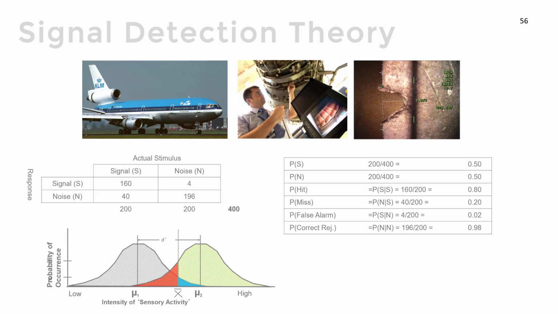The probability that the inspector would make a false alarm, or detect a signal when it was really only noise, is just 2%. And this was derived by dividing the number of false alarms made by the total number of noise abnormalities which were present. And then finally, the probability that the inspector would make a correct reject is 98%. And this was derived by dividing the number of correct rejects made by the total number of noise abnormalities which were present.